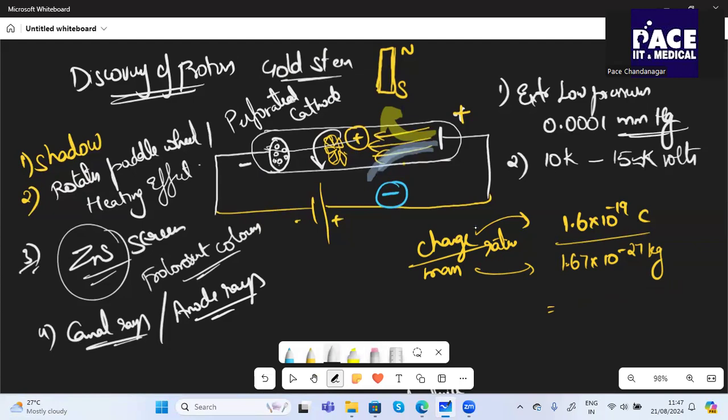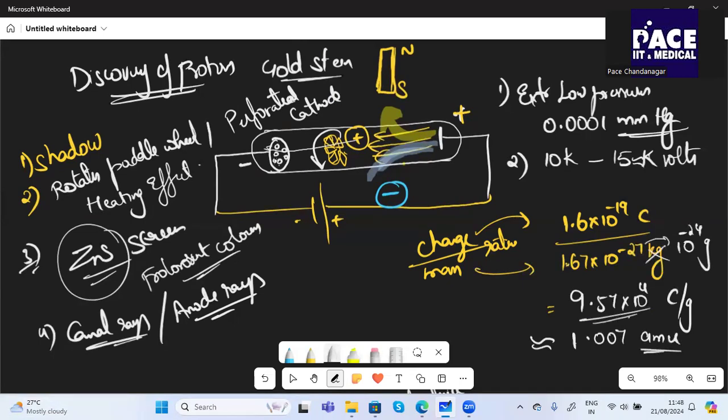And the charge by mass ratio is found to be 9.57 into 10 to the power 4 coulombs per gram. In case you want it in grams, you convert the kilograms into grams, times 1000, so it is 10 to the power minus 24 grams. You need to remember that the charge by mass ratio of protons is 9.57 into 10 to the power 4, and the mass is almost equal to 1.007 AMU, atomic mass unit. The effective mass of a proton, which we take as 1, is derived from this. This is considered to be 1 AMU.